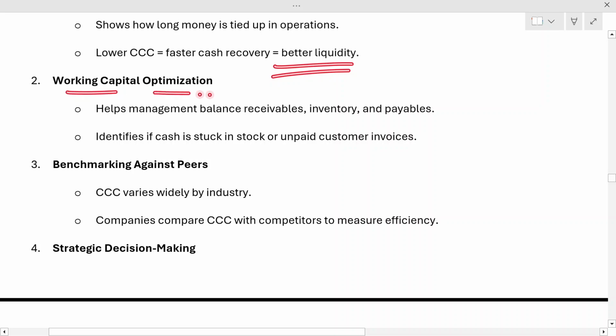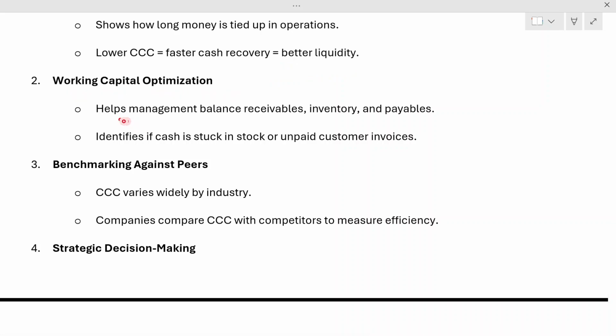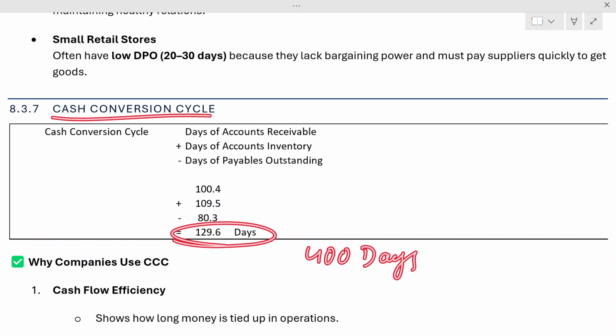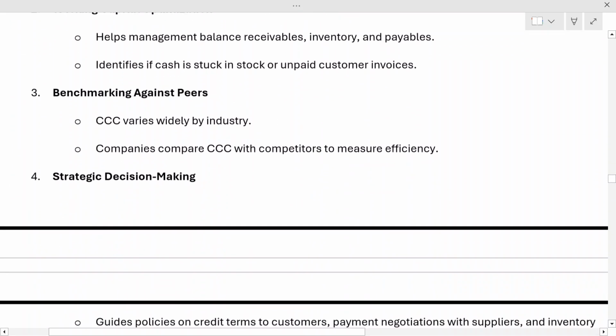This helps in working capital optimization as well. This helps the management to balance receivables, inventory and payables. So management can quickly decide what kind of items need to be held. And finally, it identifies whether cash is stuck in stock or unpaid customer invoices. Let's suppose some companies have a cash conversion cycle of 400 days. It simply means that a lot of money is being stuck there.